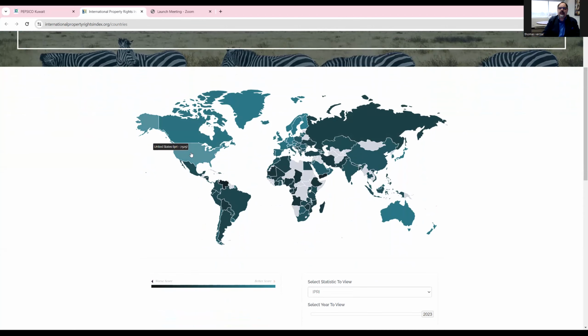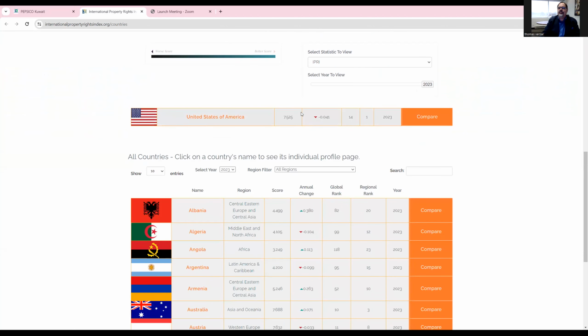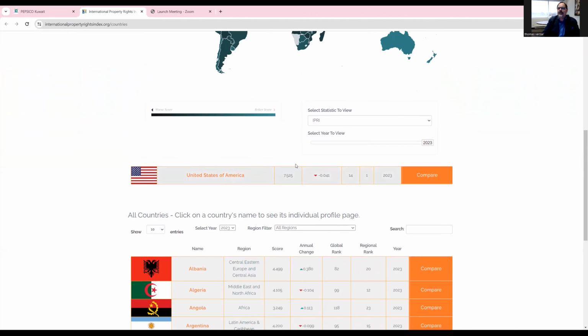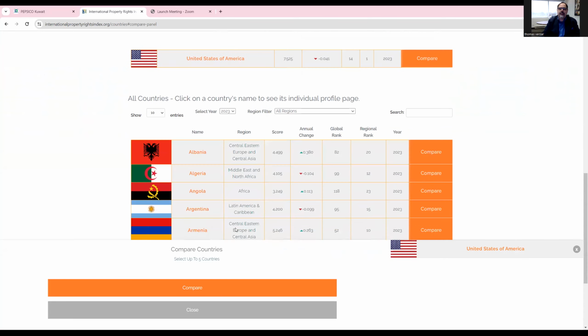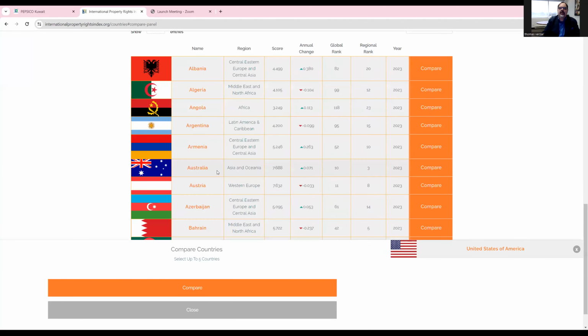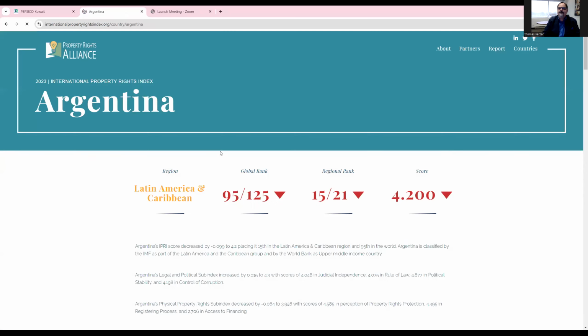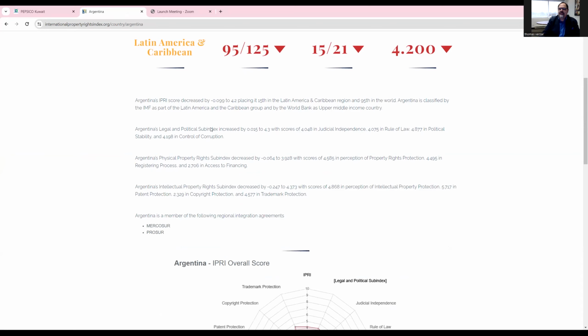So for instance, I was talking about the United States. If you go to the United States, what you're going to see here is that on a scale of 1 to 10, they're pretty strong in terms of property rights protection. A little bit lower recently, and they're still considered number 1. And then you could, of course, compare that to another country. So let's go ahead and compare that, for the sake of argument, to Argentina. Okay? So the global ranking for Argentina is 95th out of 125 and dropping. Score of 4.2. And of course, you've got some more qualitative descriptions here.